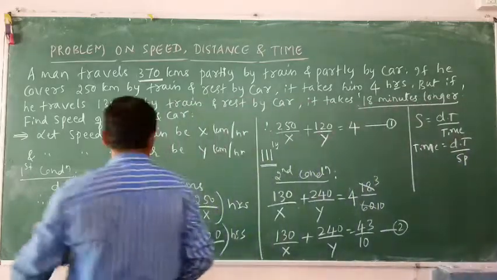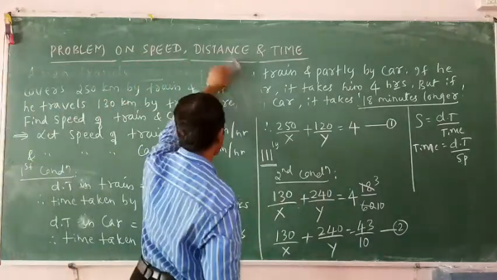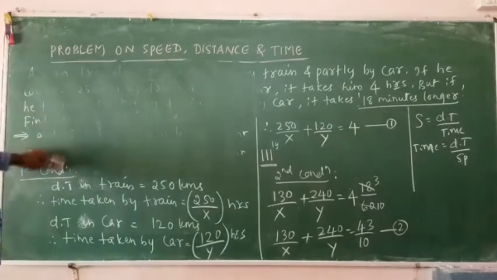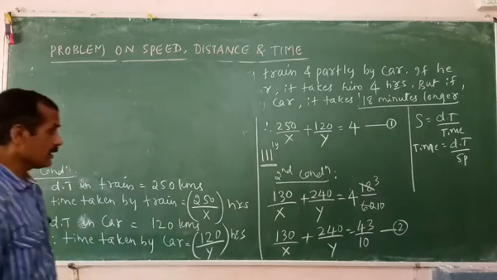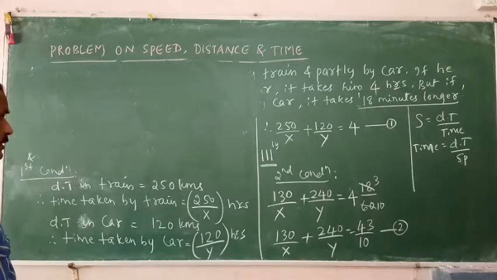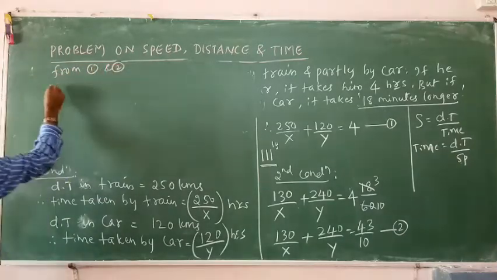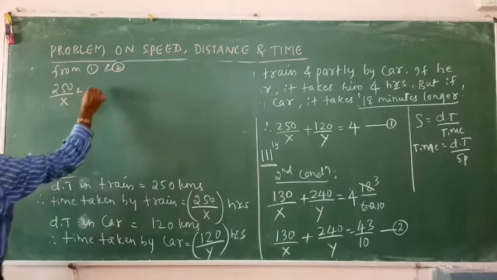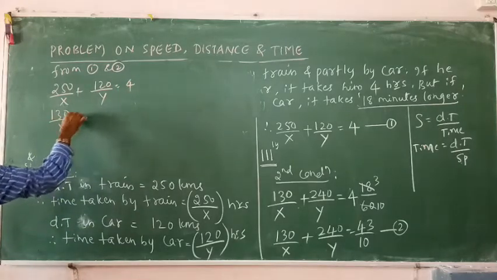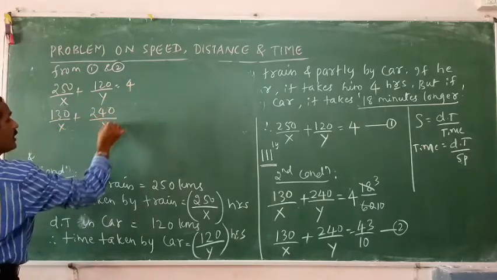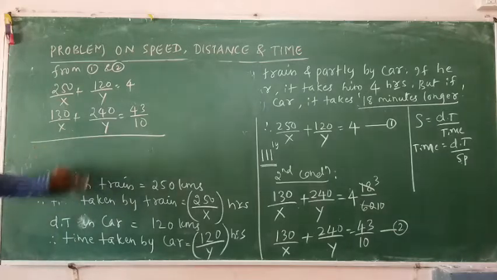Now it is simple for you. Now you can solve the problem very easily. Now I can say from 1 and 2: 250 by x plus 120 by y is equal to 4. 130 by x plus 240 by y is equal to 43 by 10. Okay, 43 by 10.